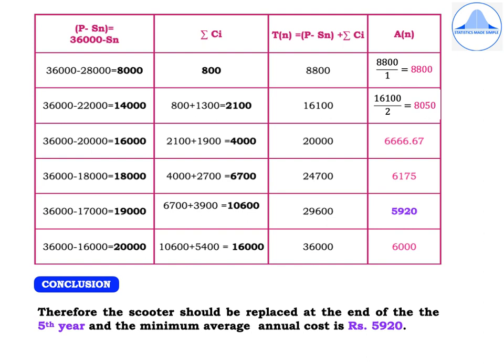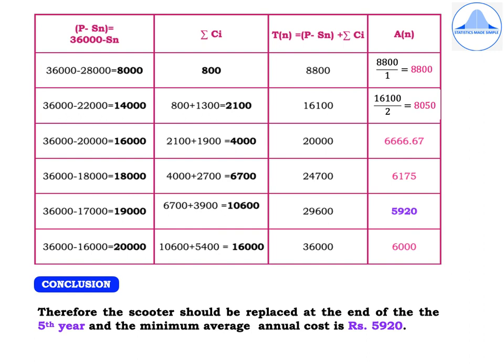Now observe the values in the last column. From 8,800 it decreases till 5,920, and after this it increases again to 6,000. So that means that the minimum average annual cost is rupees 5,920, and then you check the corresponding year, which is nothing but the fifth year. So our conclusion will be that the scooter should be replaced at the end of the fifth year, and the minimum average annual cost is rupees 5,920.